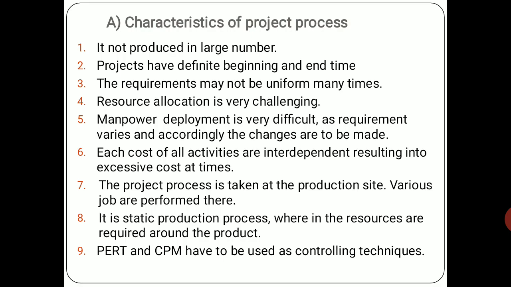If you take the example of construction of a dam, then at a time 5 dams cannot be constructed. It is one by one that the project can be taken up. So production in large number is not there. Projects have a definite beginning and end time. It starts at a particular date and it has to end at a particular time period, right?